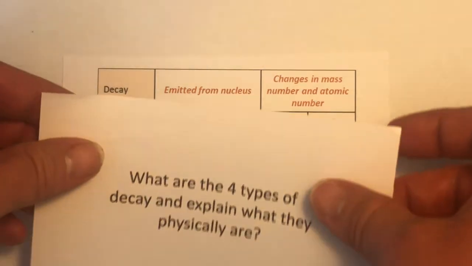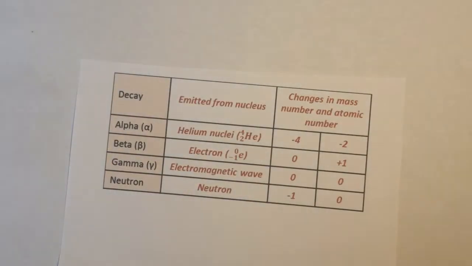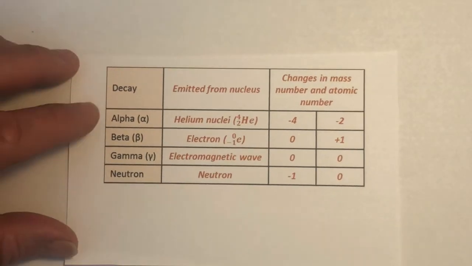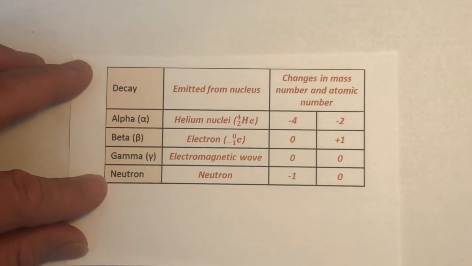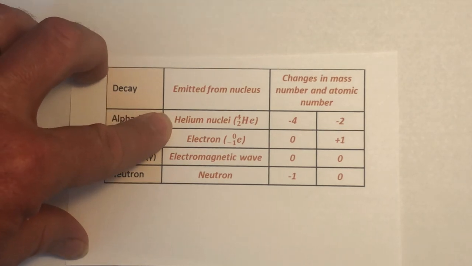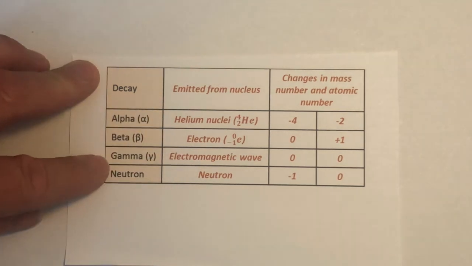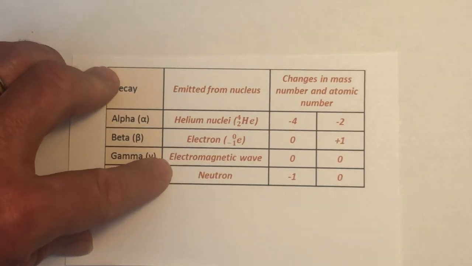So, what are the 4 types of decay and explain what they physically are? The 4 types of decay are alpha, beta, gamma, and neutrons. Alpha is physically a helium nucleus. Beta is an electron. Gamma is an electromagnetic wave.